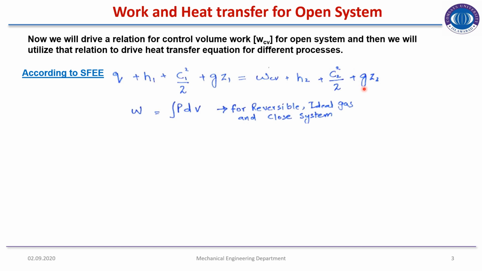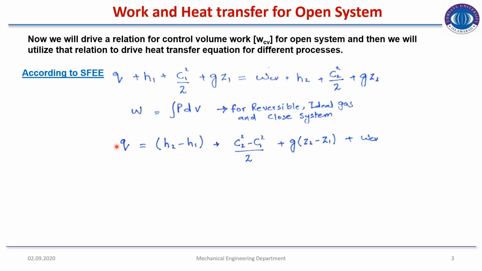So for reversible ideal gas and closed system, the relation for work done is W is equal to integration P dV. So you should remember that this is the relation for closed volume work done, work done for the closed process, and it should be reversible and for ideal process.